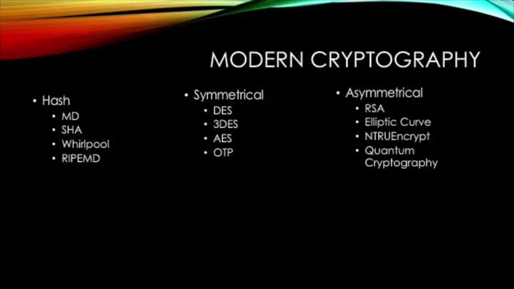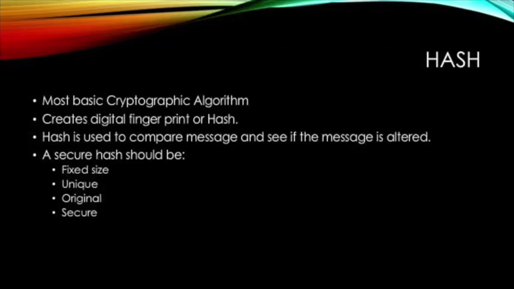That brings us to modern cryptography. Modern cryptography is created with three different categories: hash, symmetrical, and asymmetrical. There are also different types of hash, different types of symmetrical, and different types of asymmetrical cryptography. We're going to take a look at each of them. Let's look at the hash first.